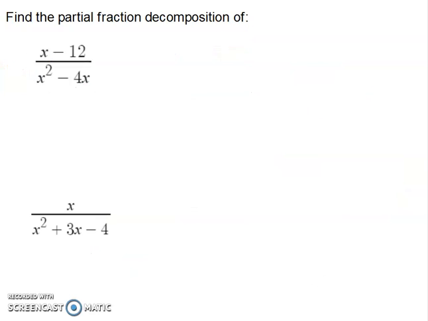For the next two cases, the first thing we need to do is factor our denominators. So I'm going to go ahead and write this in factored form as x minus 12 over x times x minus 4. And now I can write my form for my decomposition. I would have a denominator of x and a denominator of x minus 4 with numerators of A and B.